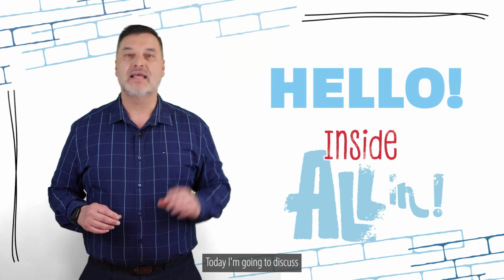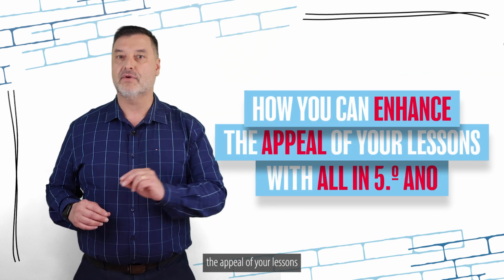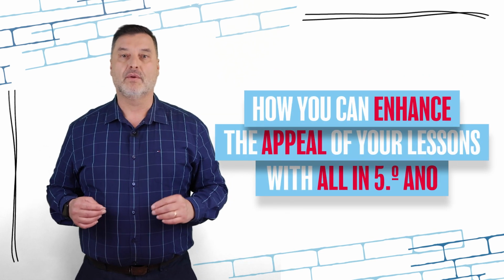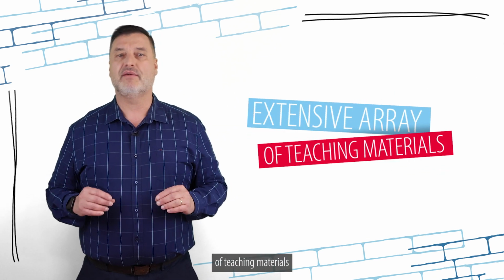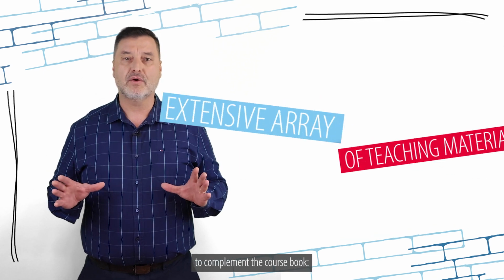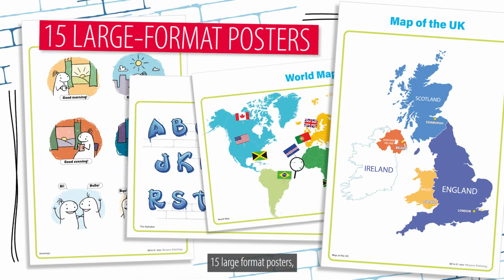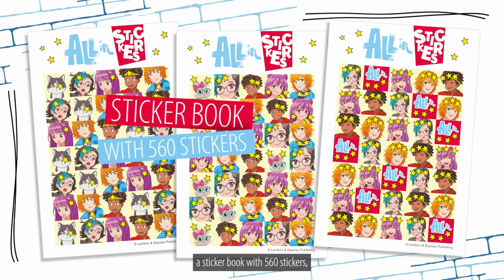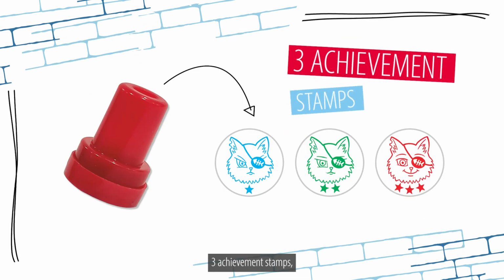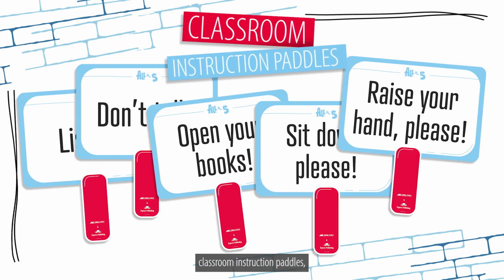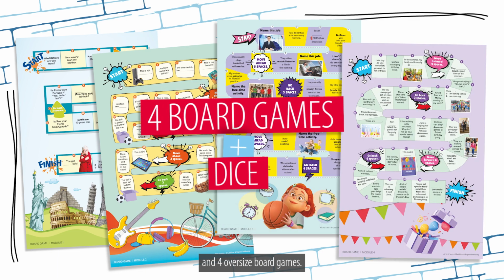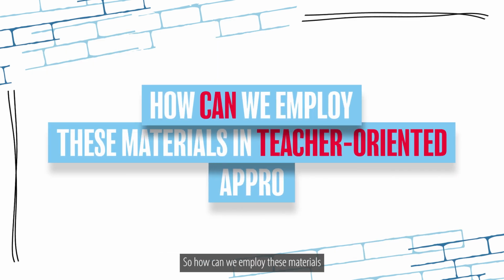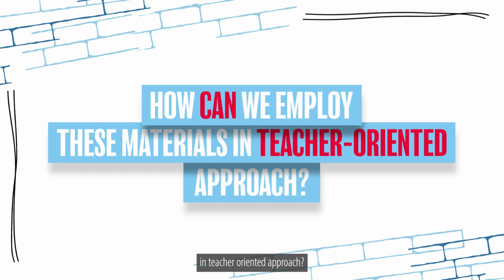Today I'm going to discuss how you can enhance the appeal of your lessons with All in Fifth Ano. With All in Fifth Ano, each teacher receives an extensive array of teaching materials to complement the course book: 15 large format posters, over 200 big size flashcards, a sticker book with 560 stickers, 3 achievement stamps, classroom instruction paddles, and 4 oversized board games. So how can we employ these materials in a teacher-oriented approach?